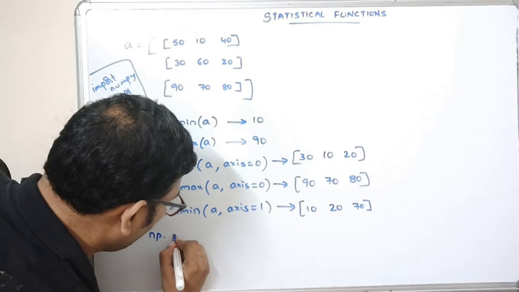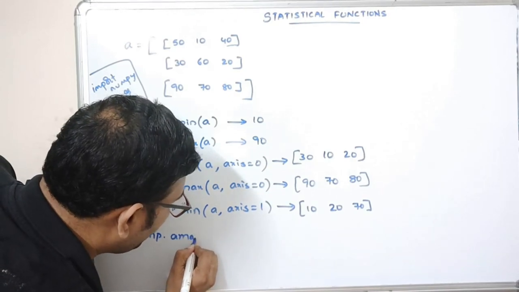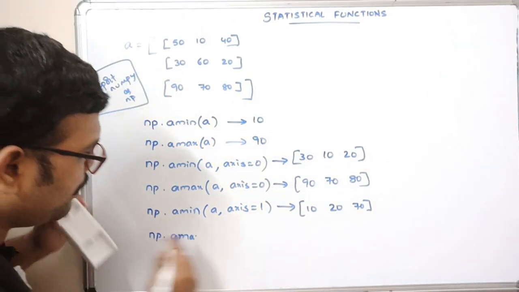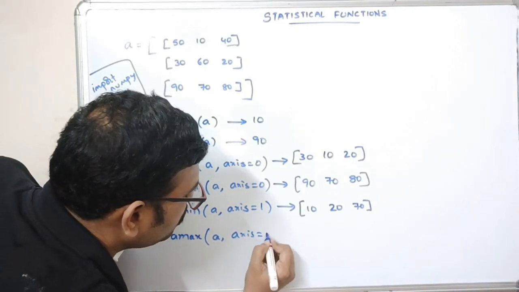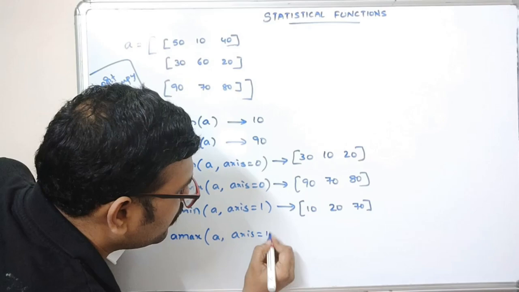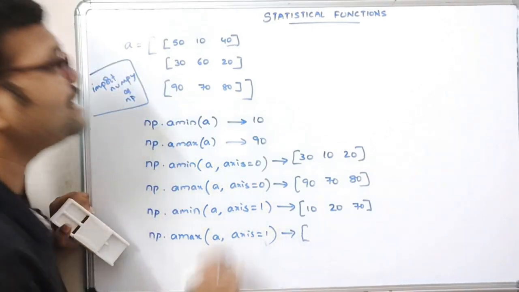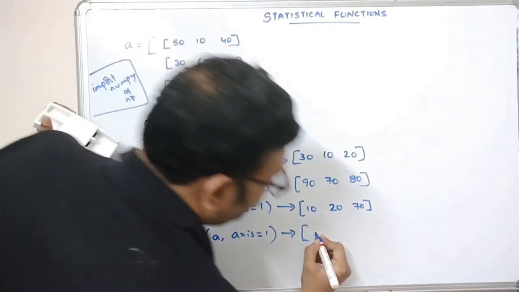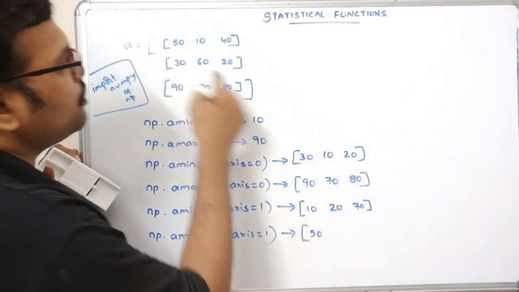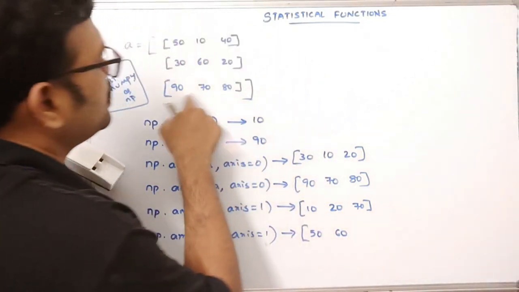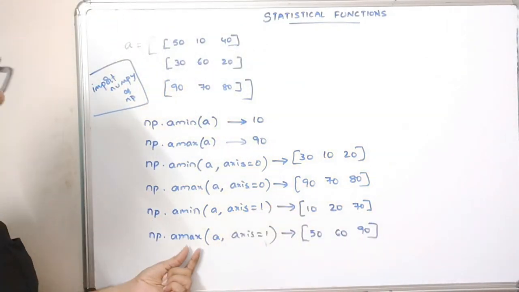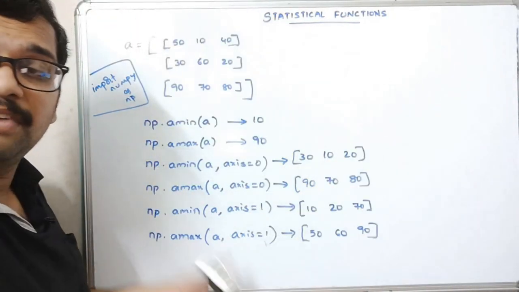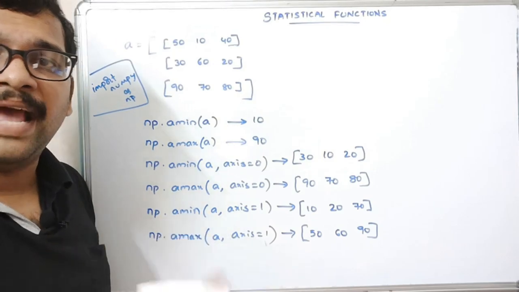Similarly np.max of A, comma, axis is equal to 1. Again the row wise largest elements. Among the first row 50 is the largest, among the second row 60 is the largest, and among the third row 90 is the largest. So this will be the result for this max function. So these are the different ways to find the min and max functions.